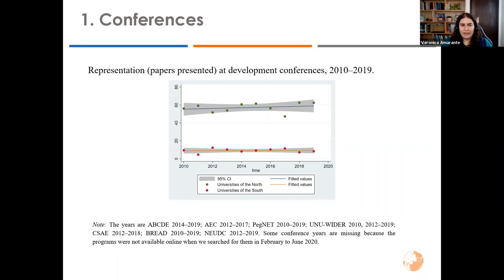Also, what is interesting in this analysis is that in the African conference, which is the one, as I said, that takes place in a developing country, the picture is quite different, because there is almost half representation of southern researchers. So this also gives an idea about the role of, for example, traveling costs and other barriers that southern researchers may have to face to attend these conferences.